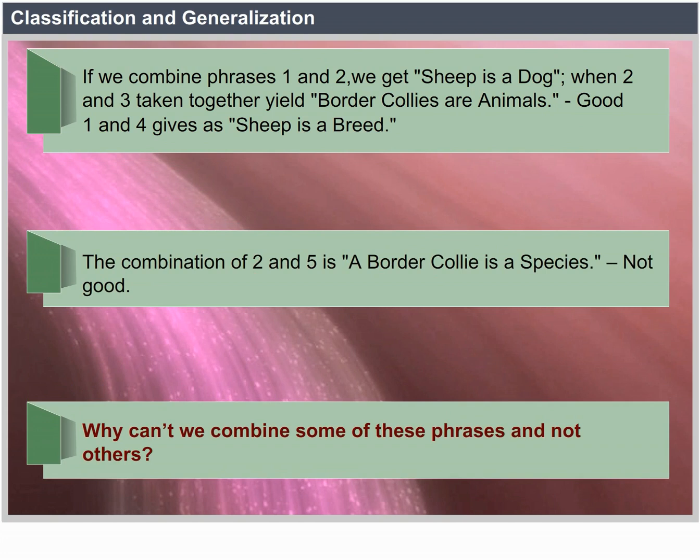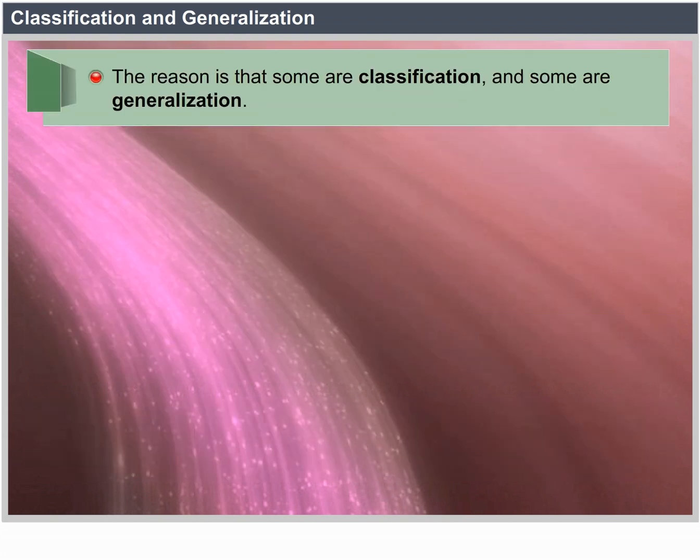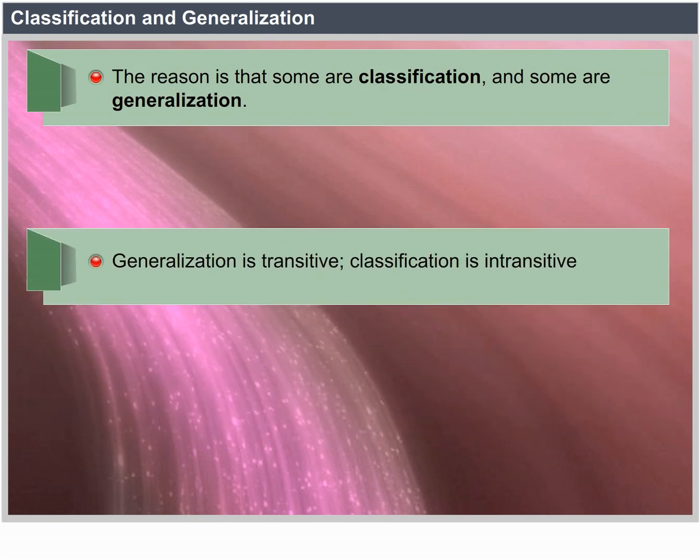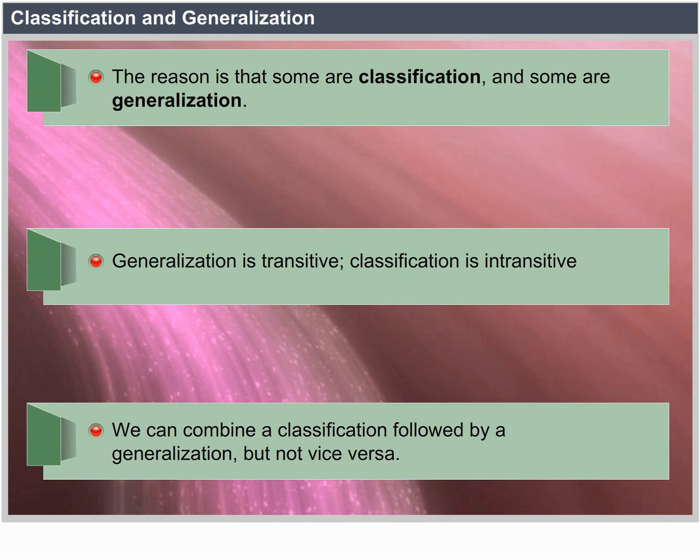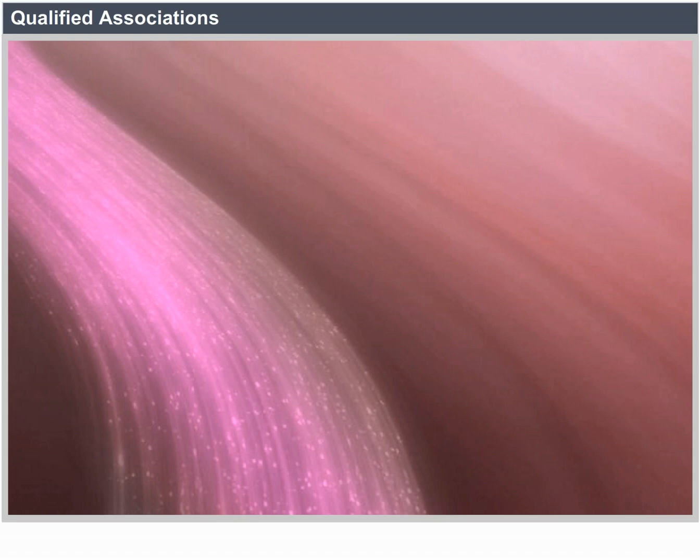Why can't we combine some of these phrases and not others? The reason is that some are classification and some are generalization. Generalization is transitive, classification is intransitive. We can combine a classification followed by a generalization but not vice versa. Qualified associations.